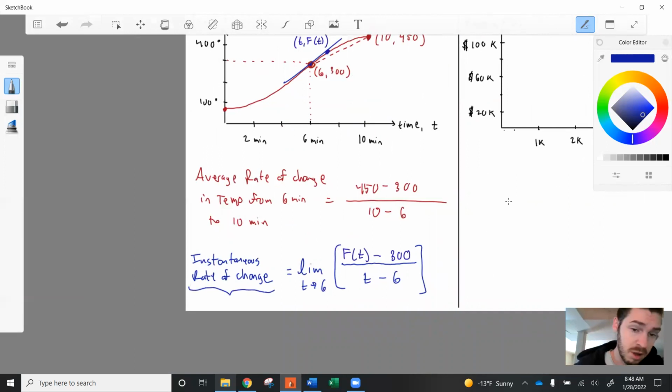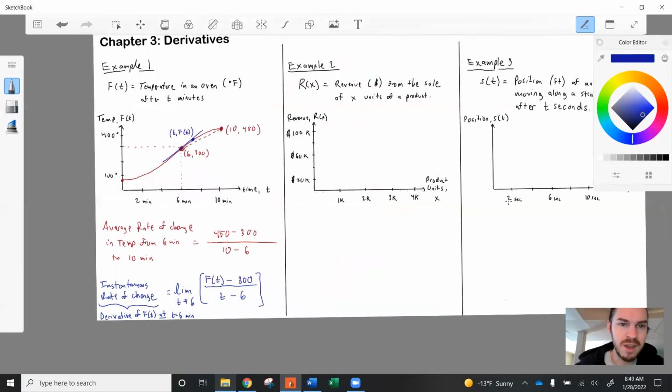Now I'm going to give it a name. This is called the derivative of f. The derivative of that function f at t equals 6 minutes. Okay, so it's called a derivative. The derivative is an instantaneous rate of change in a function. It's the same as the slope of a tangent line. It's what you get when you take a limit of the secant slope formula. All right, so in our case there, that was instantaneous rate of change.